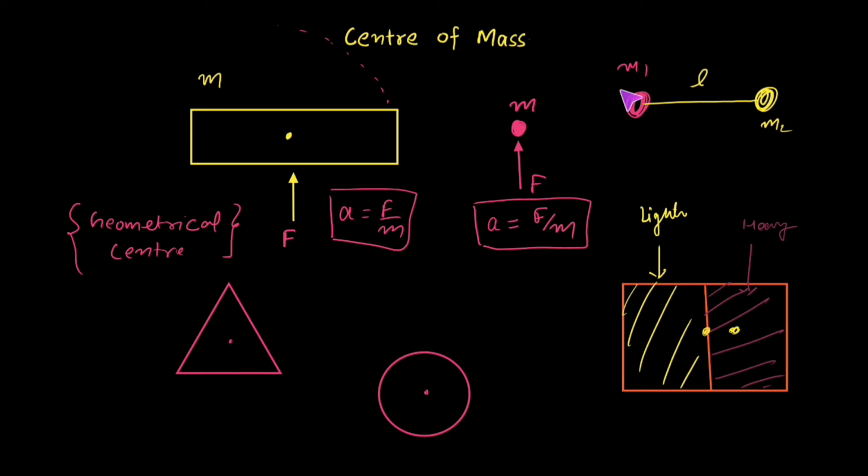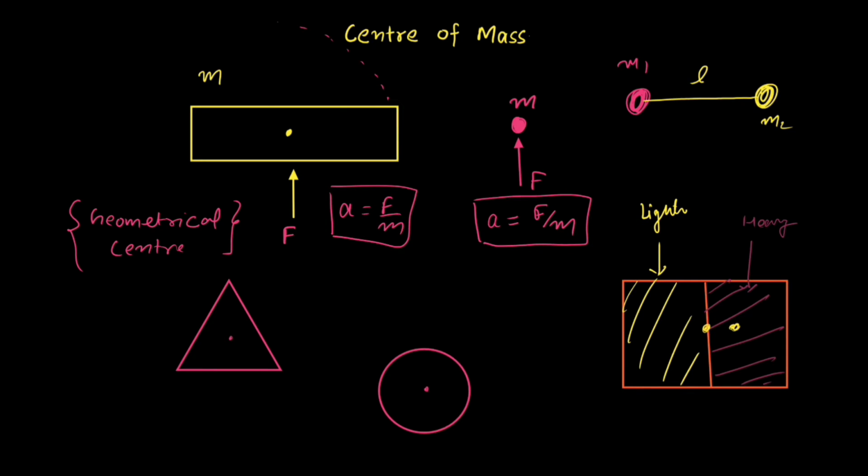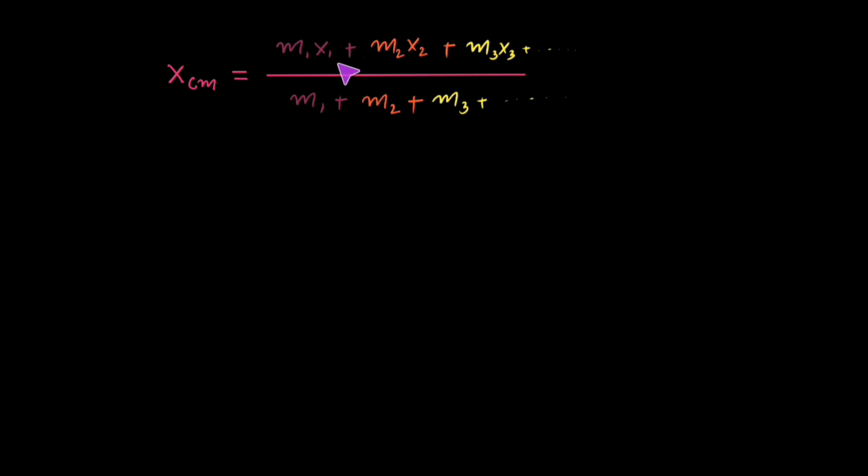And if we want to find out the center of mass of such a system, how can we find it? For such a system, we have a formula: m1 x1 plus m2 x2 plus m3 x3 divided by m1 plus m2 plus m3. By substituting the values of m1 x1, m2 x2, and dividing by m1 plus m2 plus m3, we can find the center of mass.